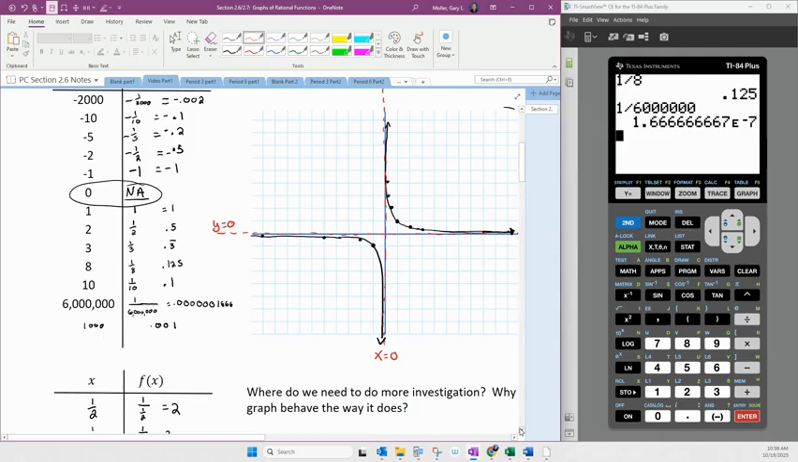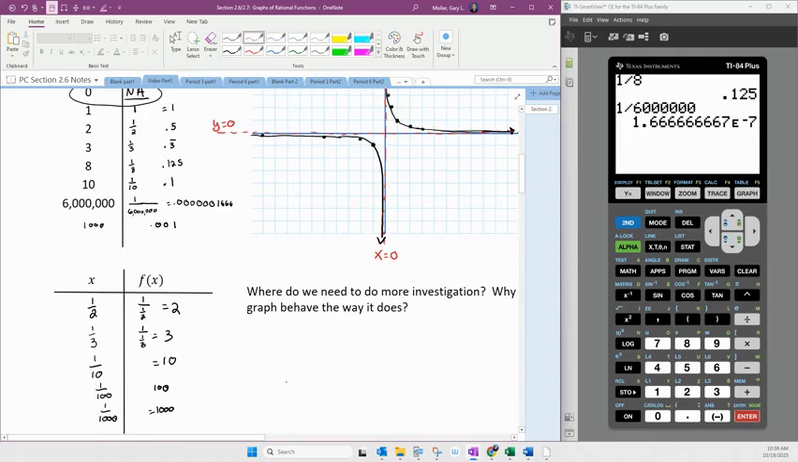So, to summarize, it looks like I have no x-intercepts. I have no y-intercepts. I have a horizontal asymptote at y equals 0, and I have a vertical asymptote at x equals 0.